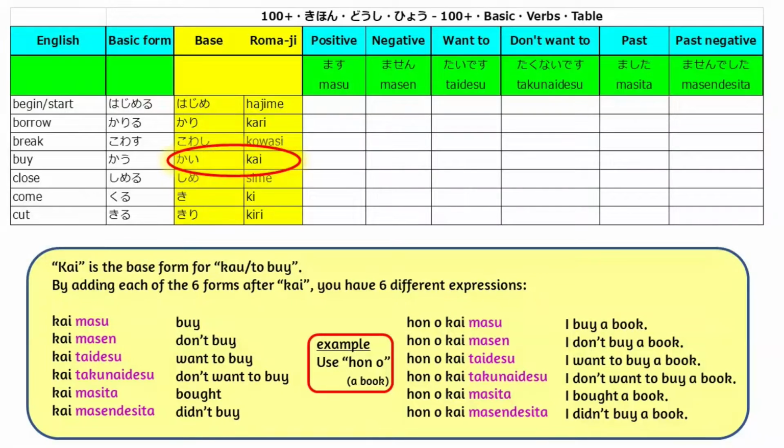買い is the base form for 買う. By adding each of the 6 forms after it, you have 6 different expressions. 買います、買いません、買いたいです、買いたくないです、買いました、買いませんでした。Base verb never changes here. You just add the 6 forms after it.